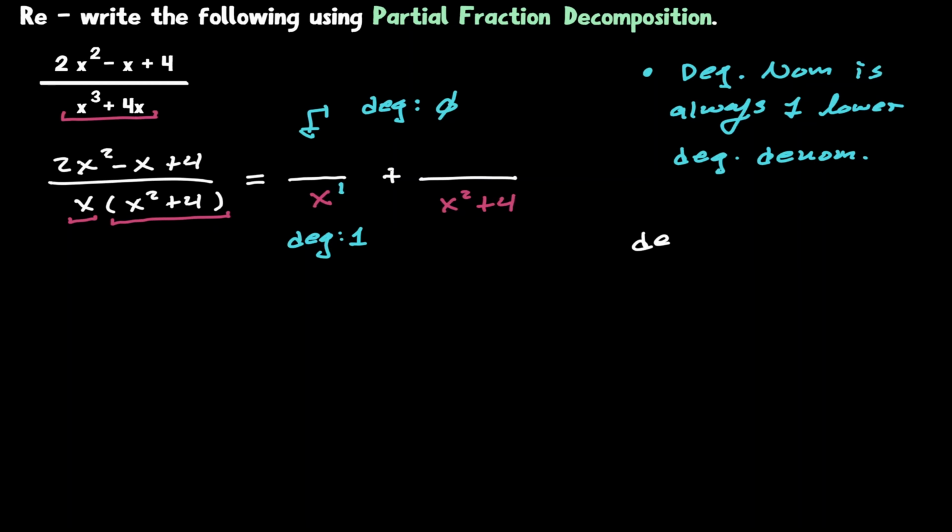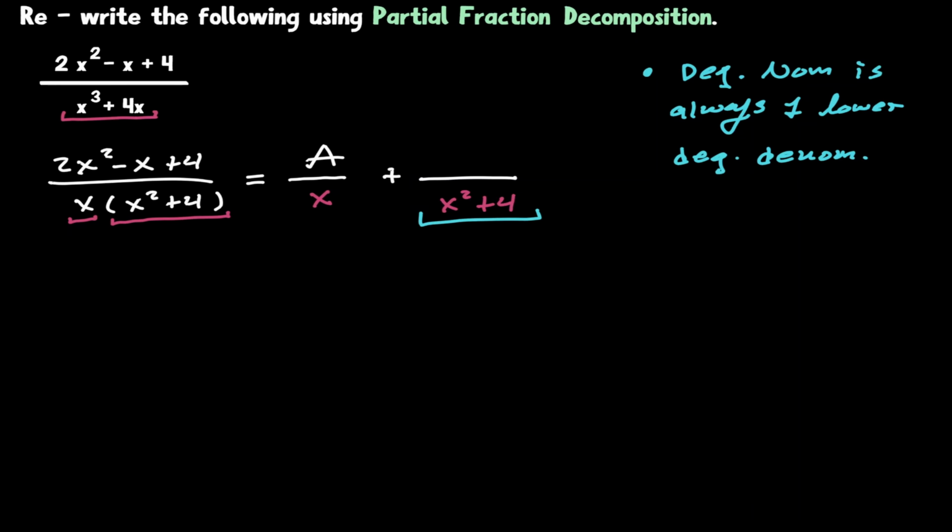But degree 0 expressions are just constants. In other words, they're just numbers. Maybe it is a 3, maybe it is just a 4, maybe it is a negative 20. I do not know what value that is. So I'm going to use a placeholder. Let me call that placeholder capital A. Now let's move to the second fraction.